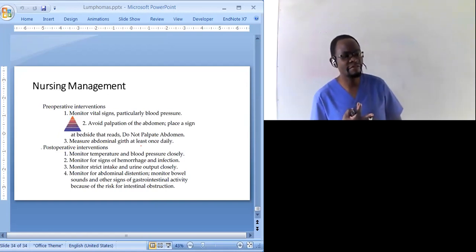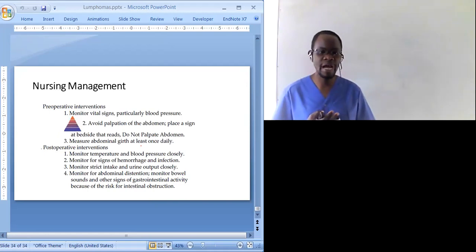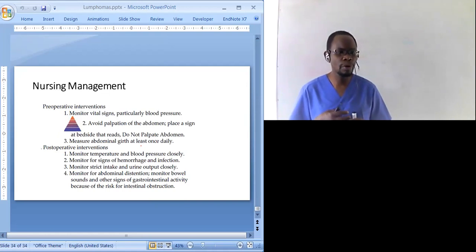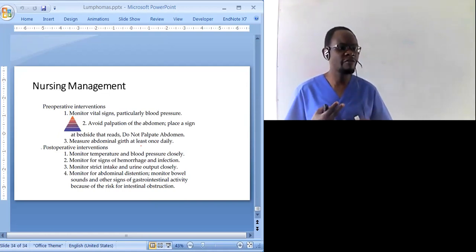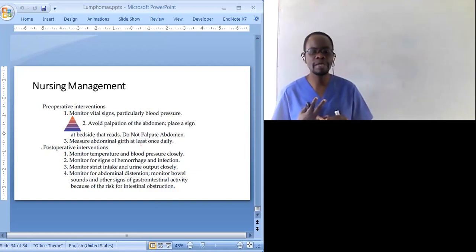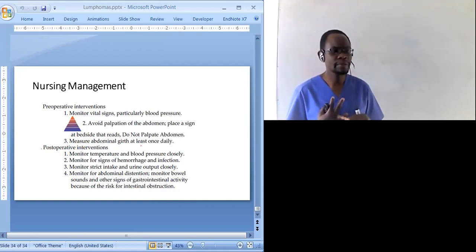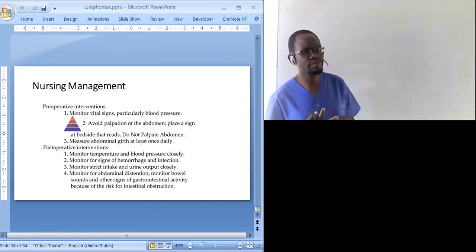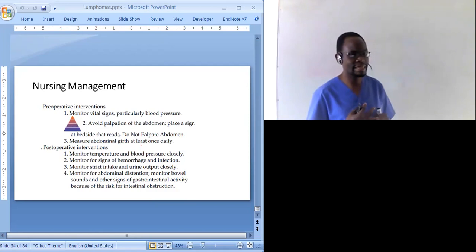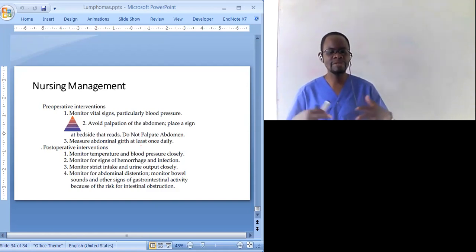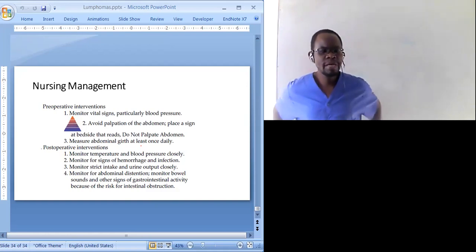Now, as far as nursing management is concerned, you need to monitor vital signs, especially blood pressure. I hope you know the importance of that; I cannot expound more on that. Then you need to avoid palpation of the abdomen, so you need to put a sign, do not palpate. You also need to measure abdominal girth at least once daily, because remember we said it expands highly.